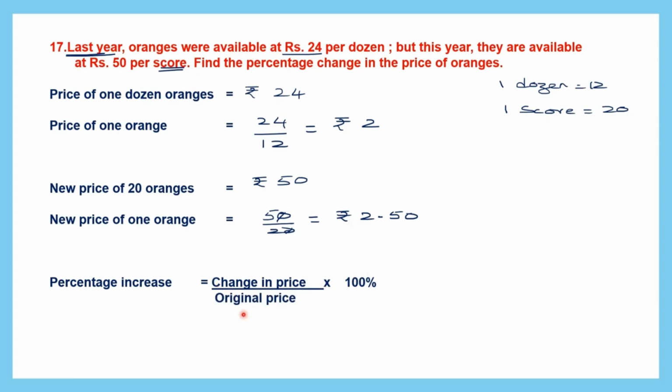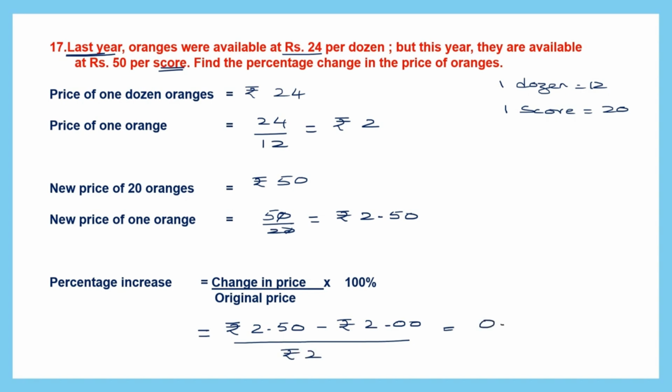So change in price by the original price. Let's do that. Change in price means first it was 2 rupees, then it became 2 rupees 50 paisa. So we put the bigger number first: 2 rupees 50 paisa minus 2 rupees. This gives the difference, the change in price, divided by the original price, which is 2 rupees. Here 2 rupees 50 paisa minus 2 rupees is just 50 paisa.